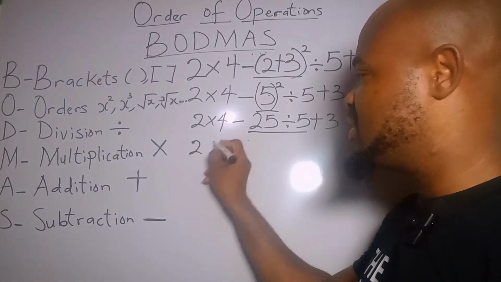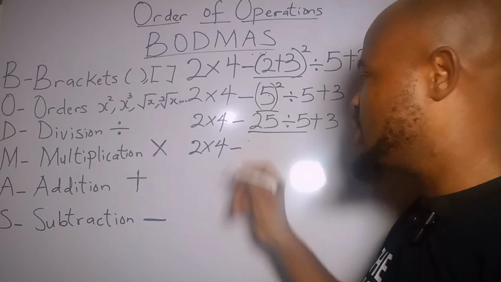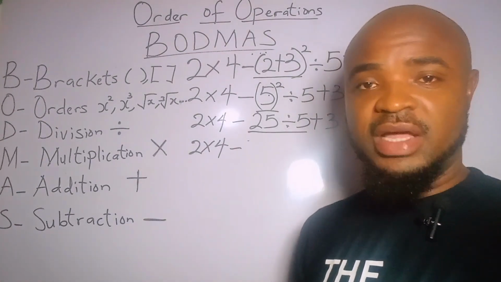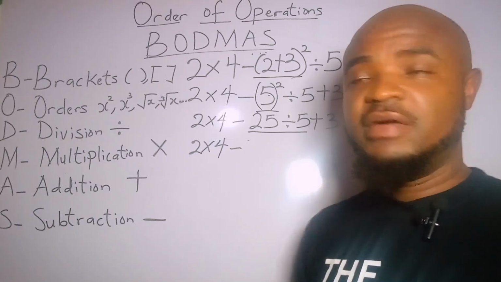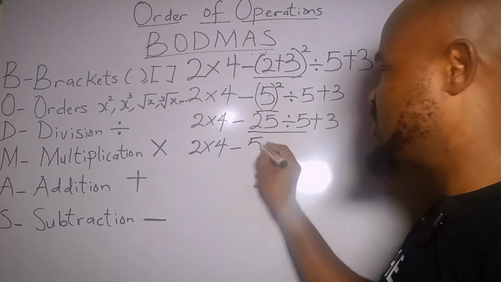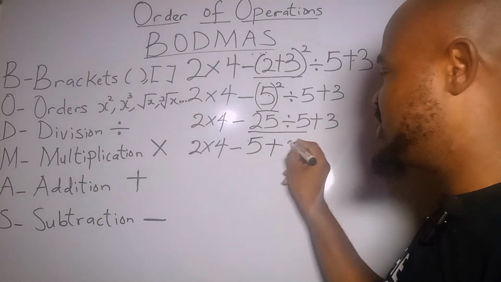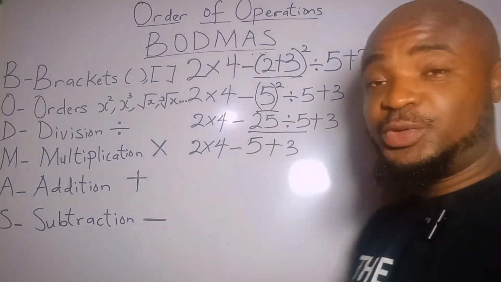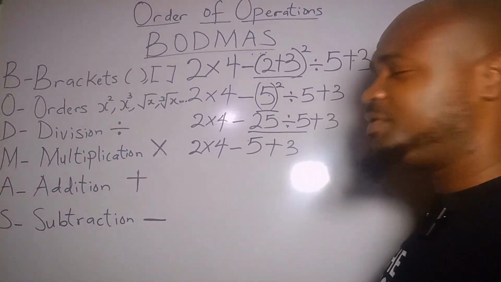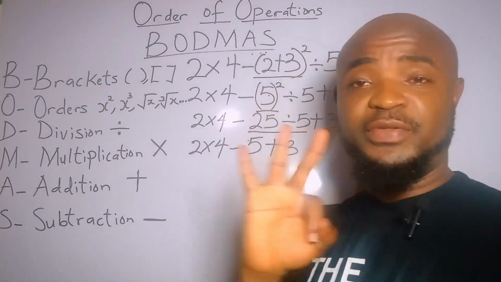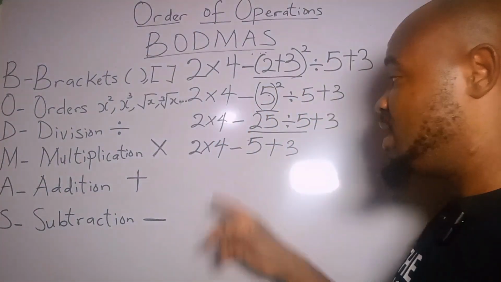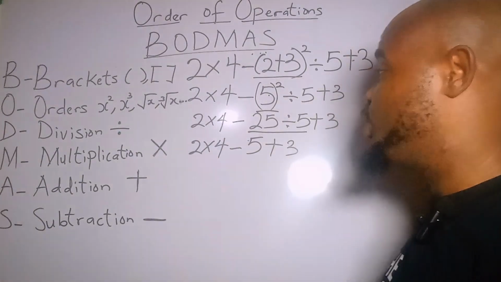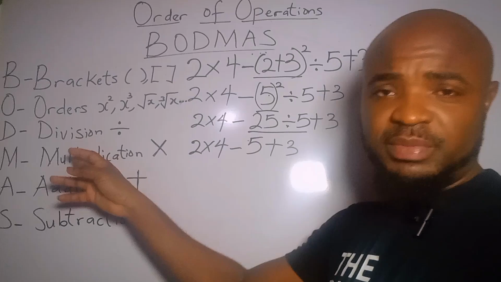I will still write down the rest because I'm not solving them yet. So 25 divided by 5 is what? 5. So I have this and I'll write it out. Good. So division is gone. We're no longer using it in this question. I'm left with just 3 more signs: multiplication, subtraction, and addition. So I'm going on to the next one, which is multiplication.